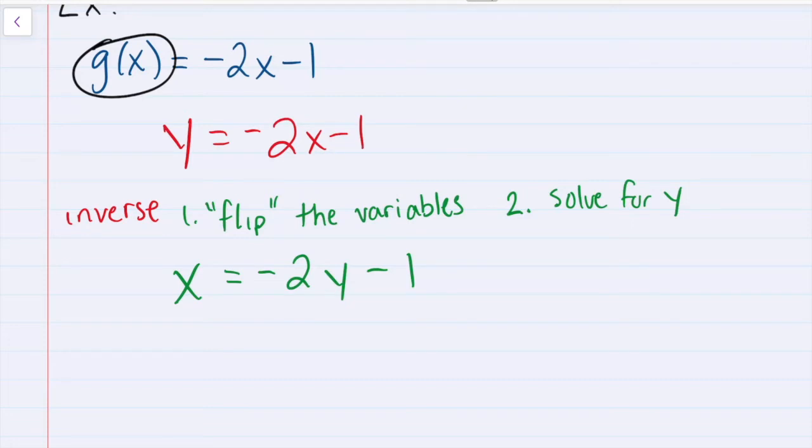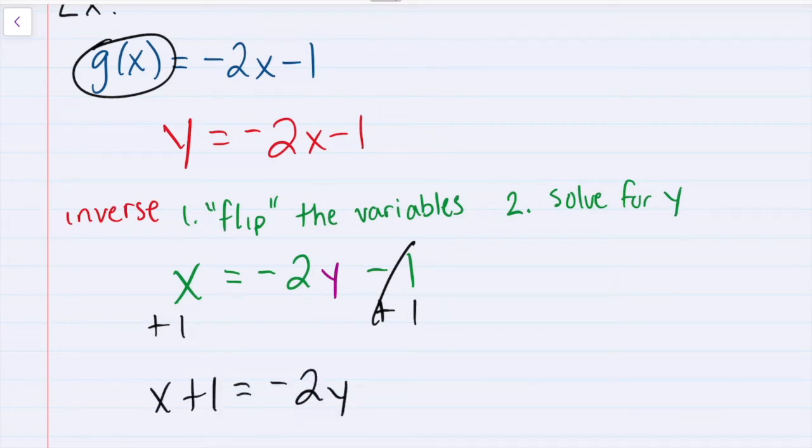So let's do this first. Let's put the y as a different color. We're going to leave that y alone. So the first step is, what doesn't have a y here? Well, the negative 1. We do the opposite. So that's x plus 1 equals negative 2y. And the last step, just divide by a negative 2.